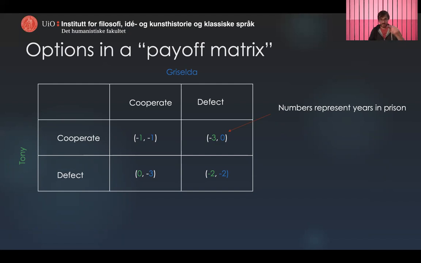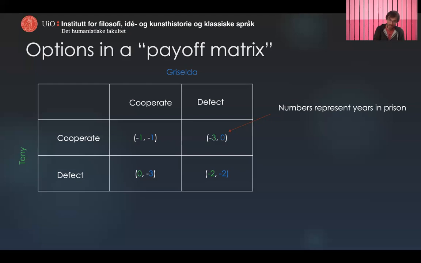Okay, so that's why this cell of this matrix is -1, -1. Now, if Tony cooperates and Griselda defects, then Tony gets convicted of the minor crime and the major crime, so 3 years in prison, whereas Griselda will not be convicted of the major crime because Tony didn't say that she was a part of it. And so she will be serving nothing. She will walk free because she gets 1 year reduction for that minor crime. And so that was -1, so he gets to 0. Okay, so 3 years in prison for Tony, 0 for Griselda.